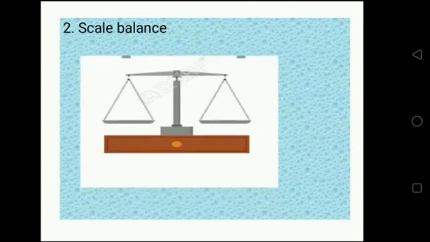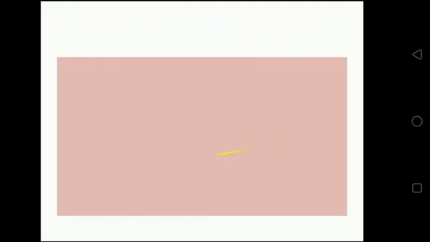Now here's the scale balance. So when you put the objects on it, the heavier one will pull down the lighter one. So this is the scale balance. Also, we have the foot balance. It's also an instrument used for measuring weights. So basically, we have the weighing pan, the scale balance and the foot balance. Those are the three instruments used for measuring weights.